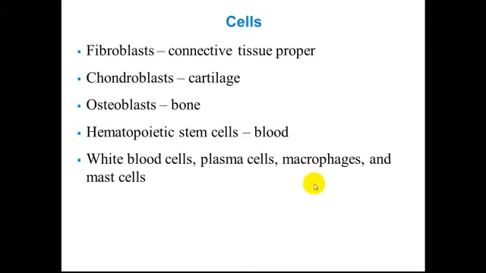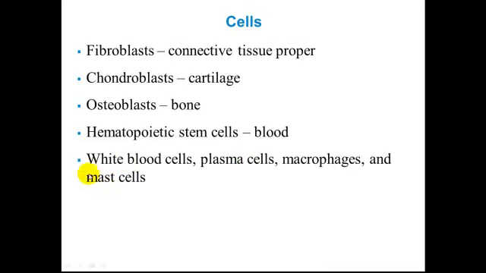Now the cells are important because the cells are what are going to create that ground substance. So we do have our fibroblasts, which will lead to our connective tissue proper, our chondroblasts, which will lead to cartilage, our osteoblasts, which lead to bone, the hematopoietic stem cells, which will lead to blood, right? And then within those hematopoietic stem cells, we'll also see that throughout this, we would find white blood cells, plasma cells, macrophages, and mast cells throughout.